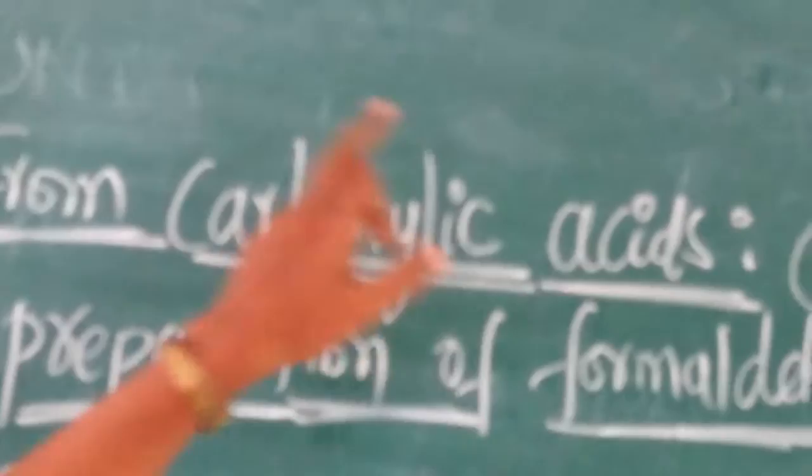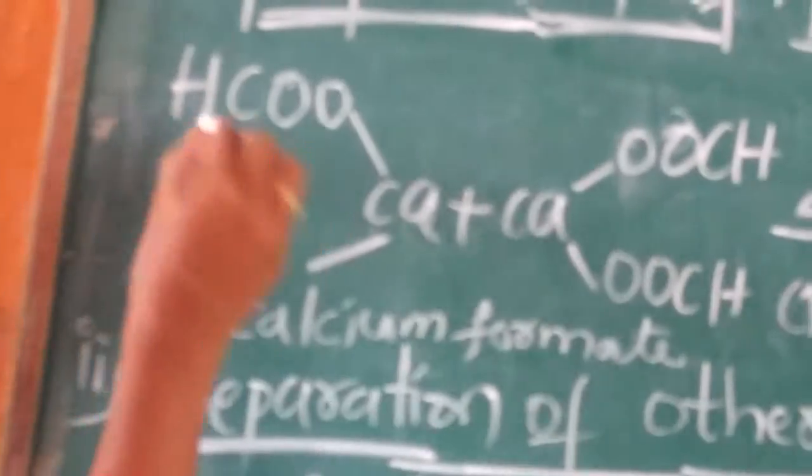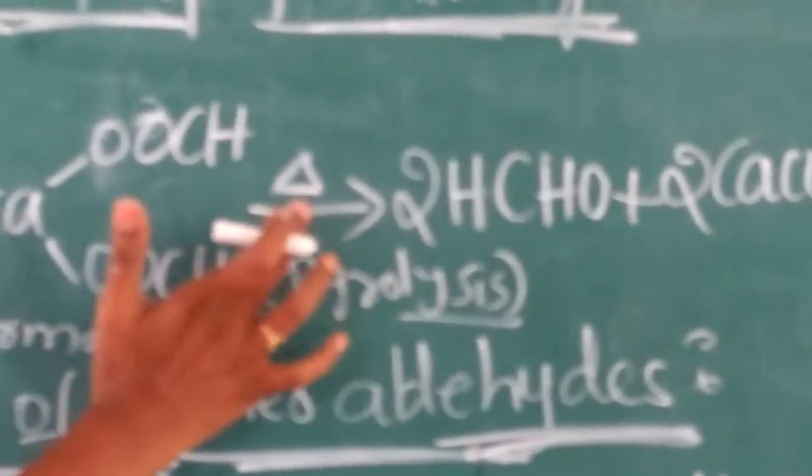So once again, see the reactions from carboxylic acid. How to prepare carbonyl compounds from carboxylic acid? We have to see the preparation of formaldehyde. Here I am taking hydrogens. This is calcium formate. Calcium formate undergoes pyrolysis and we get formaldehyde.